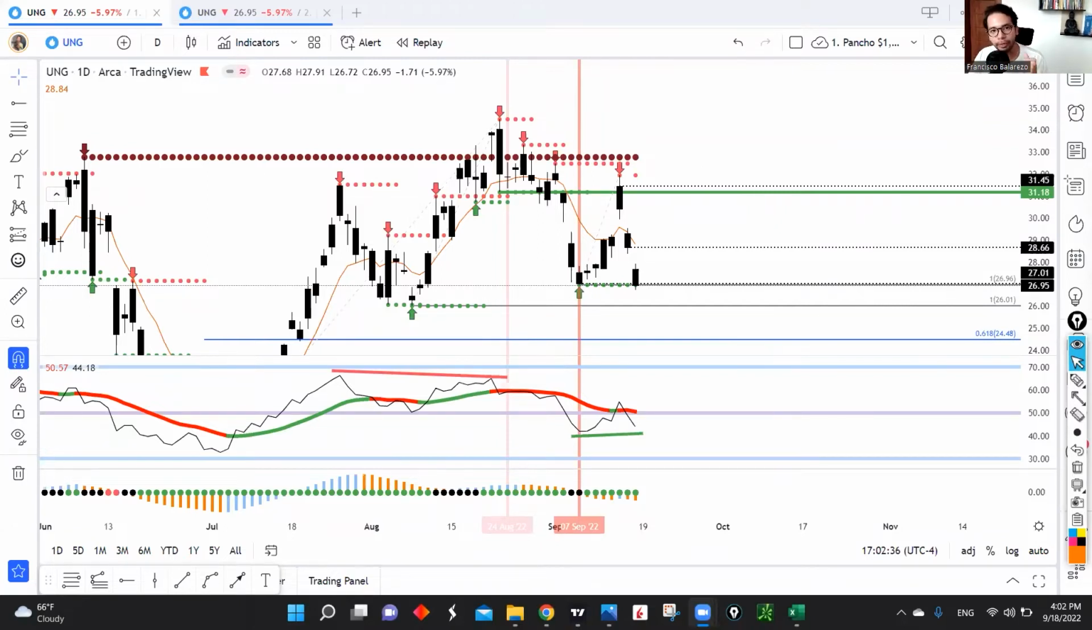I just wanted to share with you a setup that I traded this past week. This was a short setup in UNG, which I have here on my charts.